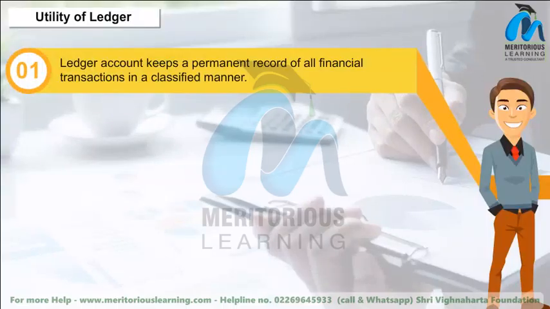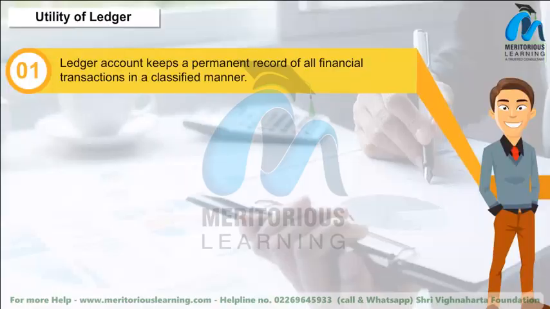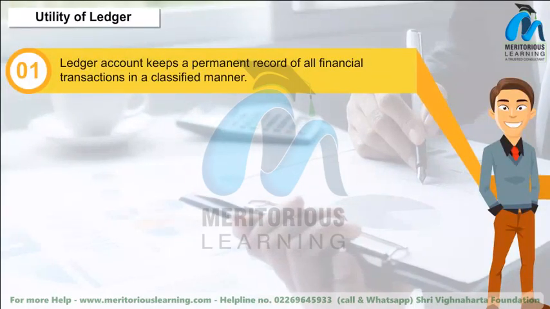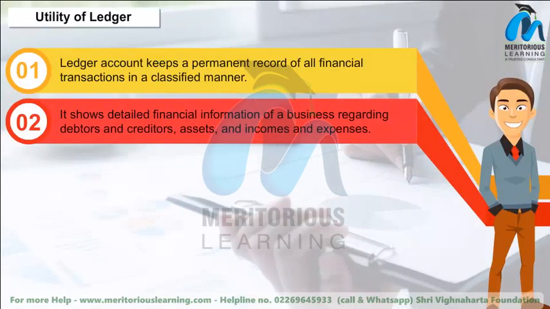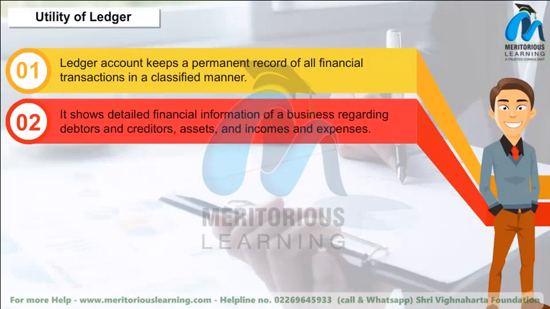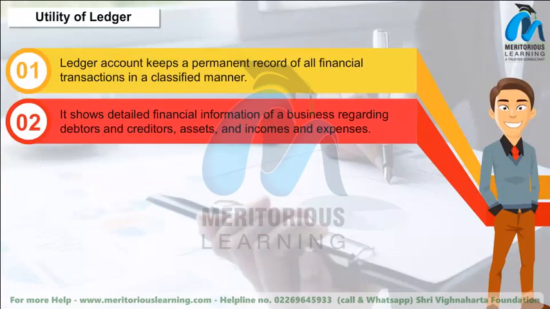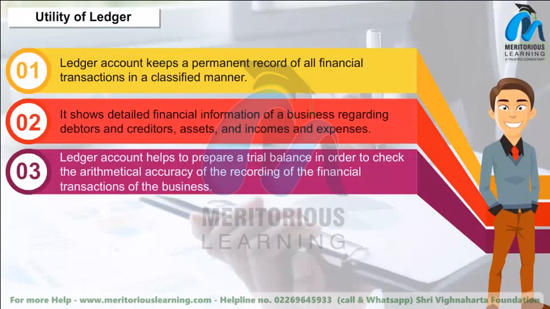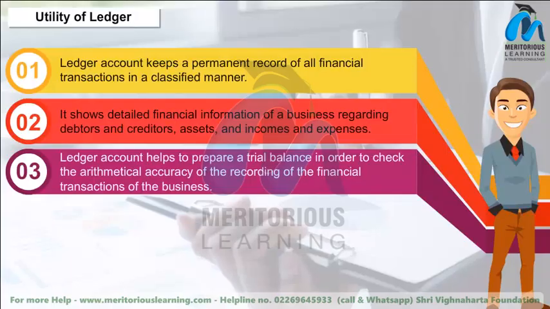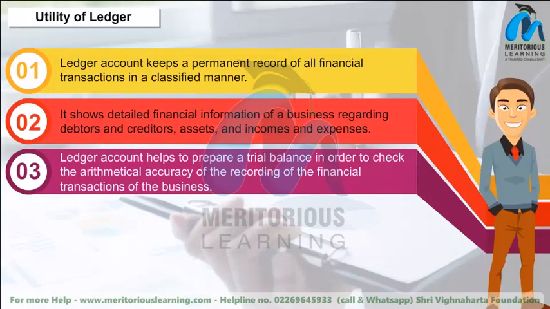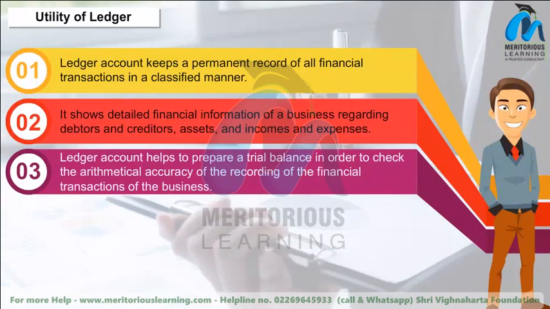1. A ledger account keeps a permanent record of all financial transactions in a classified manner. 2. It shows detailed financial information of a business regarding debtors and creditors, assets, and incomes and expenses. 3. It helps to prepare a trial balance in order to check the arithmetical accuracy of the recording of the financial transactions of the business.